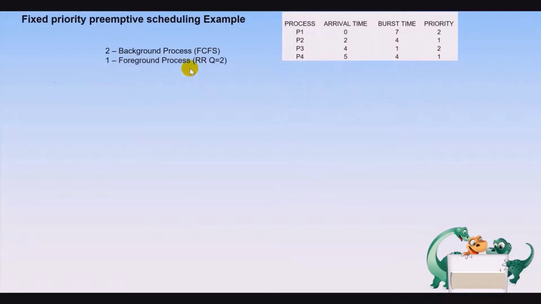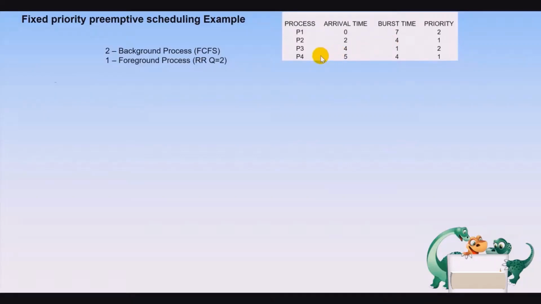Now the foreground process here is asked to use round robin with a quantum of 2. And the background processes are denoted by 2 on the table, and for these you'd use first come, first serve. Considering this table, we have 4 processes, P1, P2, P3, and P4. The arrival times are 0, 2, 4, and 5 respectively. Burst times are 7, 4, 1, 4 for processes P1, P2, P3, and P4.